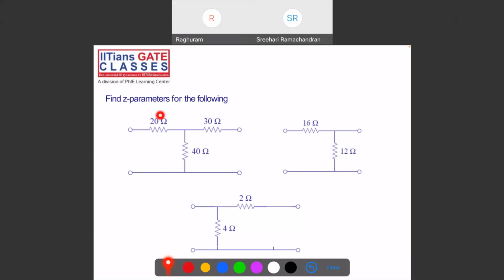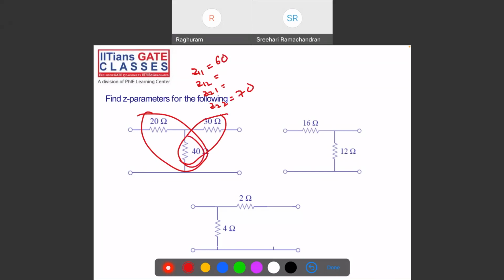Tell me directly, the Z parameters, in the sense Z11, Z12, Z21, Z22. For the first one, Z11 is 60. Z12 is directly, right? Add these two: 20 plus 40 is 60. And Z22, add these two: 70. This is the center one, 40 and 40.